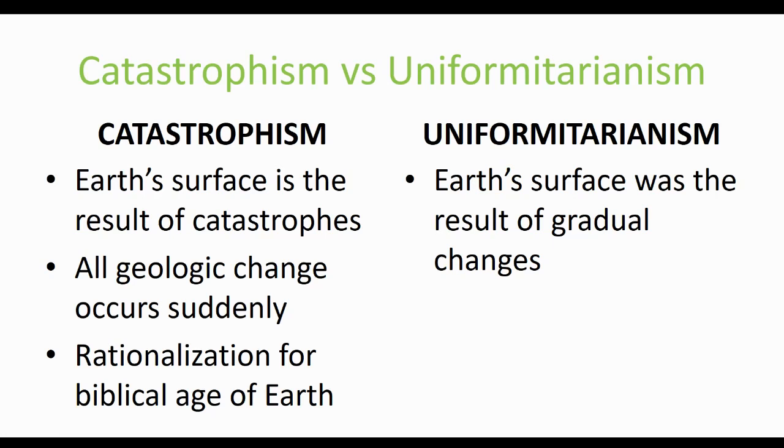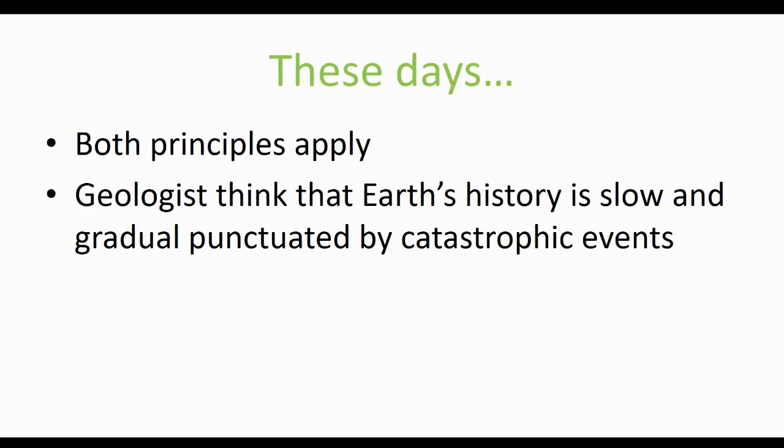On the other hand, the other side of the debate was uniformitarianism. This is the idea that the Earth's surface was the result of gradual changes. By the end of the 19th century, the idea of uniformitarianism was accepted and embraced by scientists. These days, we know that both principles apply.